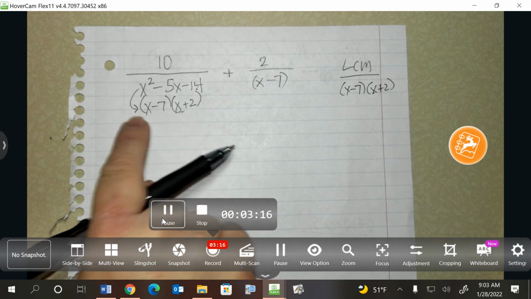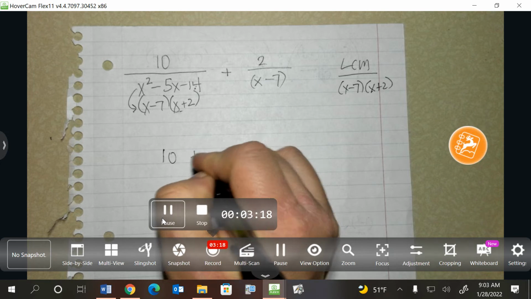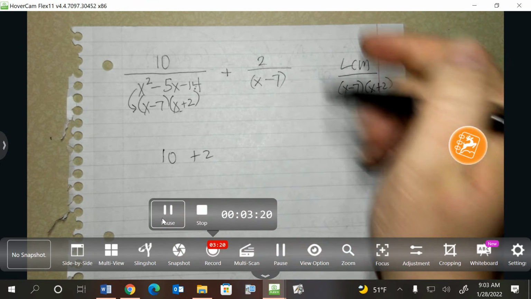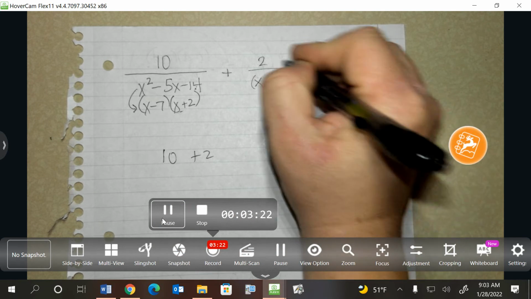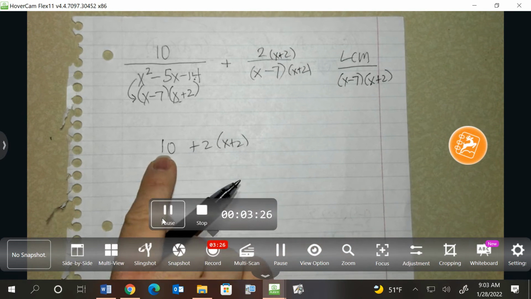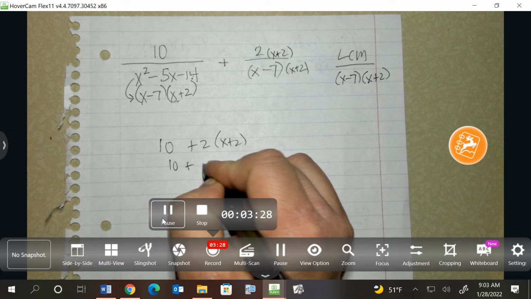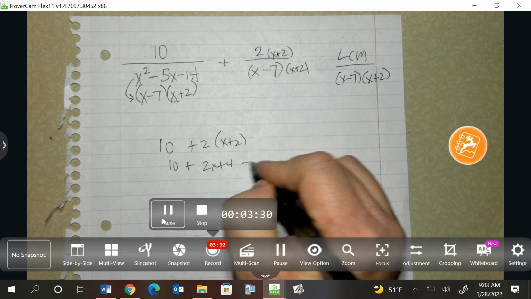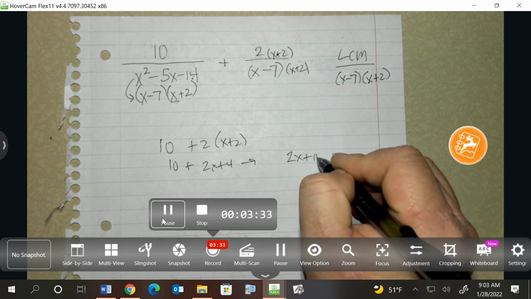Right now, the left-hand side has everything I need. The right-hand side is missing an x plus 2. Whatever I attach to the bottom, I must also attach onto the top. So in this case, I would have 10 plus 2x plus 4. That's equivalent to 2x plus 14.